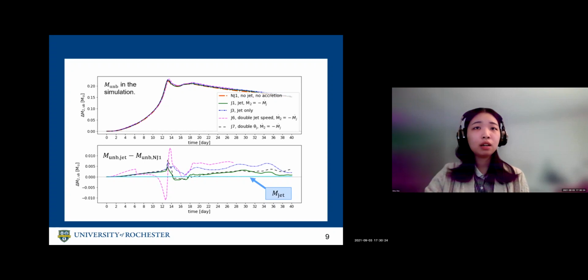You can see that the model involving a jet definitely facilitates more envelope material to unbind. Even though it's a very small amount, it's still significantly more than the jet material we injected into the simulation. So it's the envelope material being stirred by this external jet, and more material starts to unbind during the simulation.